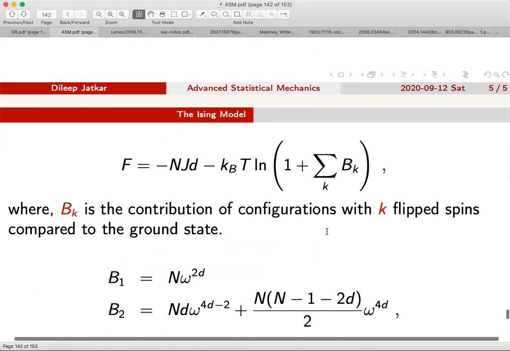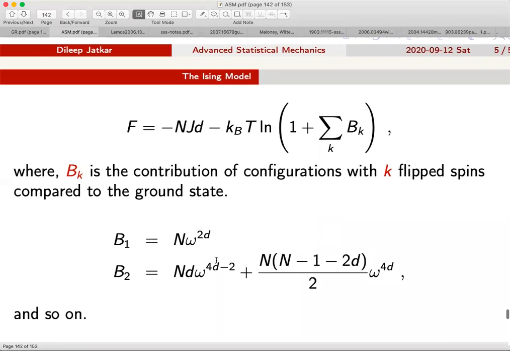So let me write explicitly. B1 is going to be n times omega to the 2d, and B2 is n times d times omega to the 4d minus 2 times n into n minus 1 minus 2d upon 2 times omega to the 4d.